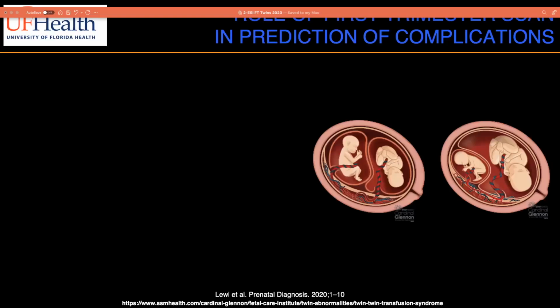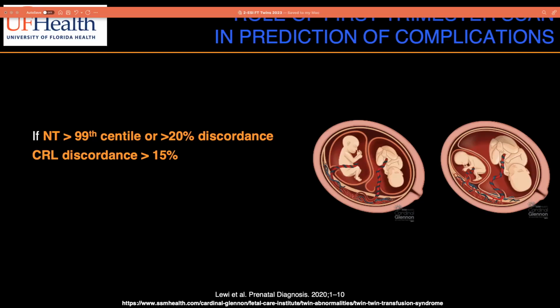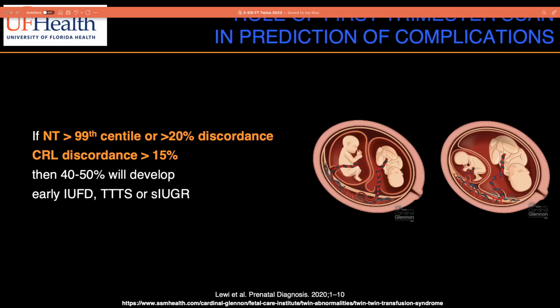Now, what about the particular things of the first trimester that may alert us to predict complications? And things as simple as your NT and CRL do play a significant role. So if you have an NT on one of the twins that is more than the 99th centile, or a 20% discordance between the two, or a CRL discordance of more than 15%, then almost half of these may develop early in utero fetal demise, TTTS, or selective fetal growth restriction. So be very mindful that if you have NT discrepancies or size discrepancies, to be very watchful of these twins.